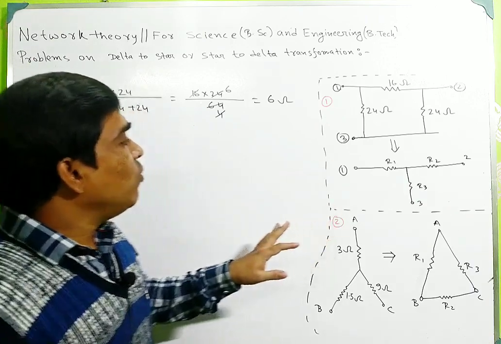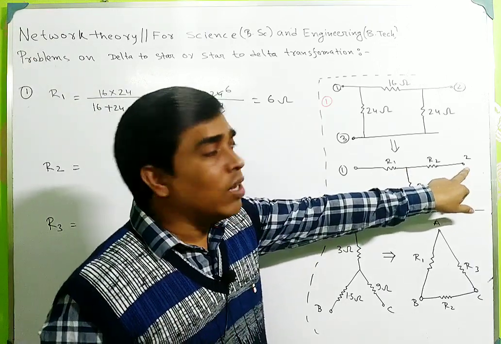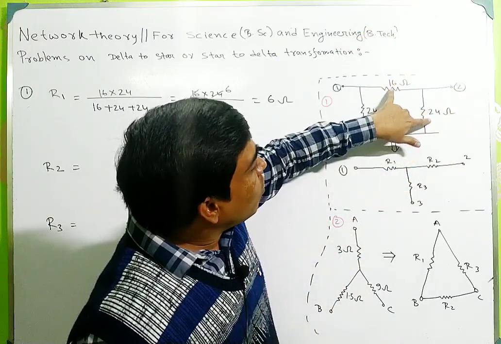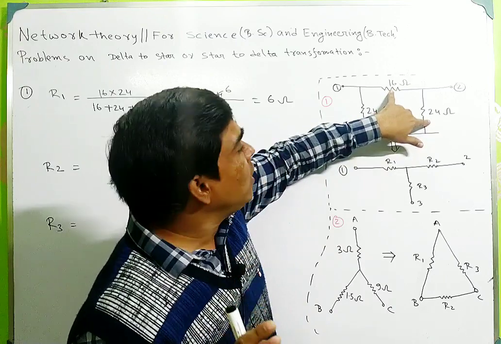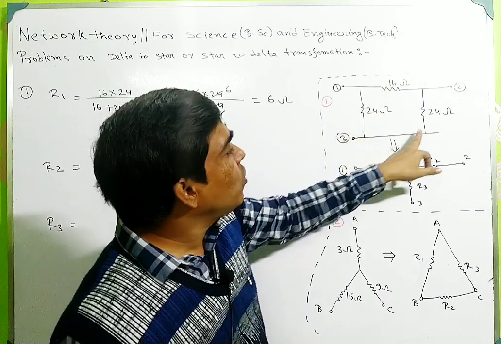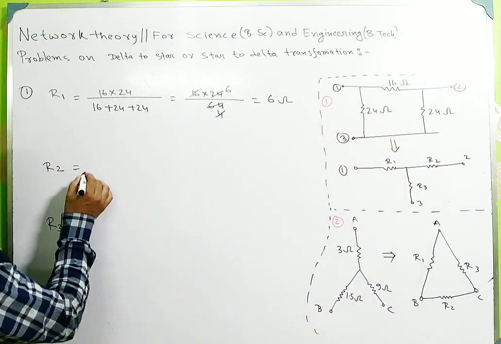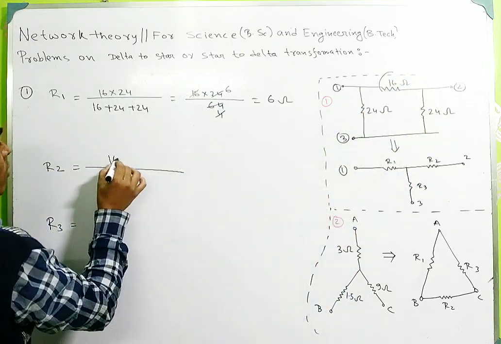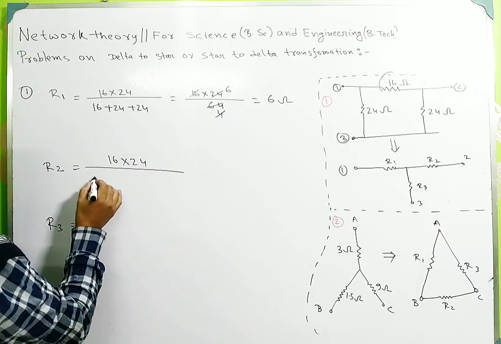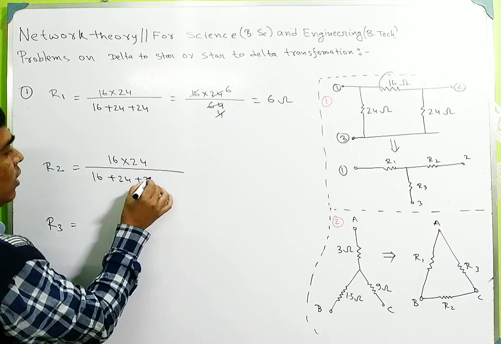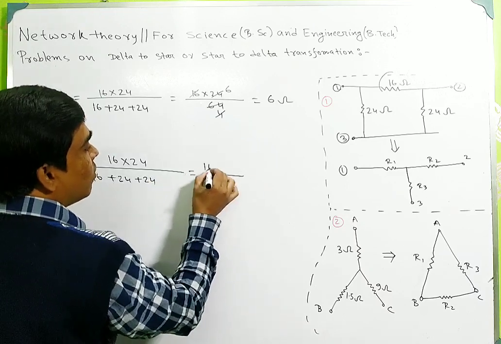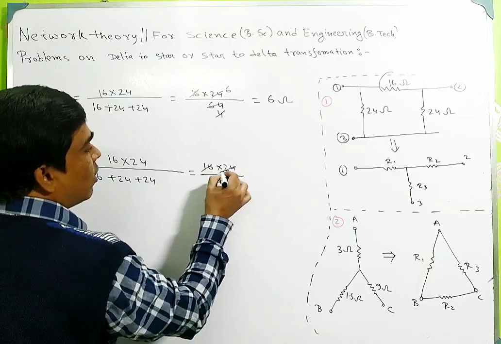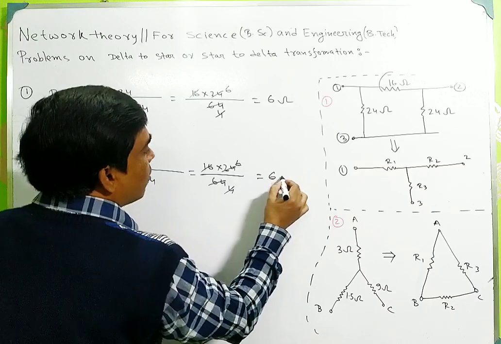Then if I want to calculate R2, this is node 2. It will be the product of these two resistors divided by the summation of these three resistances. So it will be 16 multiplied by 24, divided by the summation of the three resistances, which is the same value, 64. So 4, 6, it will be 6 ohm.